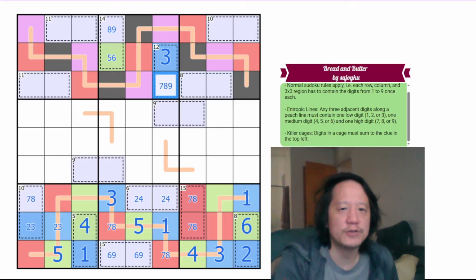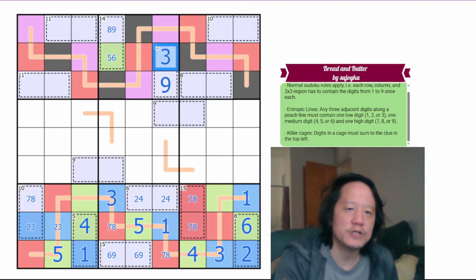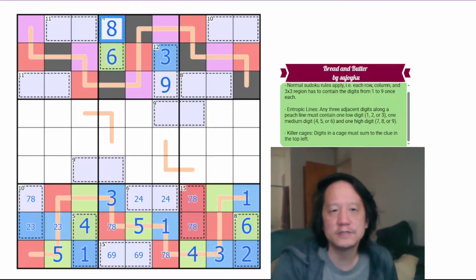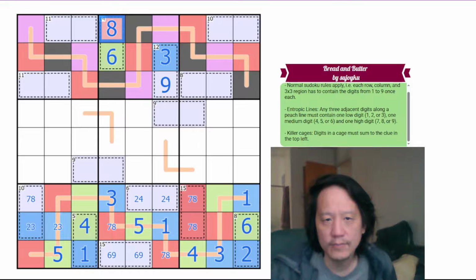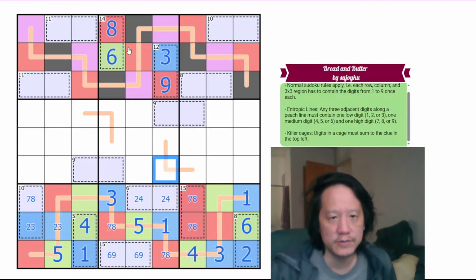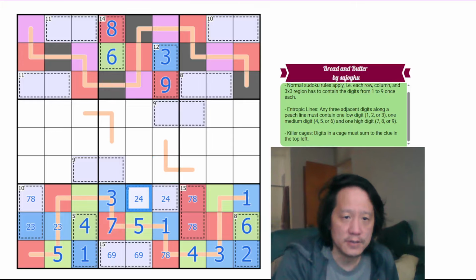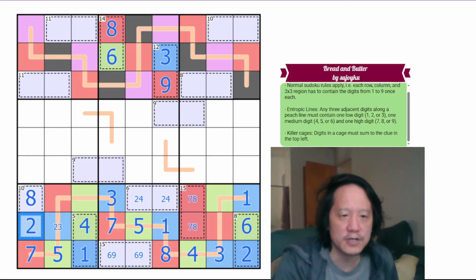And it must then be 3 and 9, which eliminates 9 in the rest of the box. So this is 8 and 6. So this is high. And this is high. 8 eliminates 8 here. So this is 7. Which means this can't be 7. That's 8. Which means this can't be 8. So it's 7. Which makes this 8 and 2 to add up to 10. That makes this 3. This is 9.